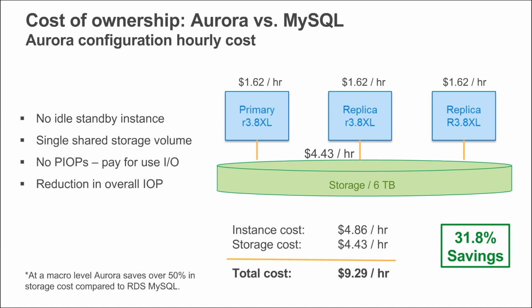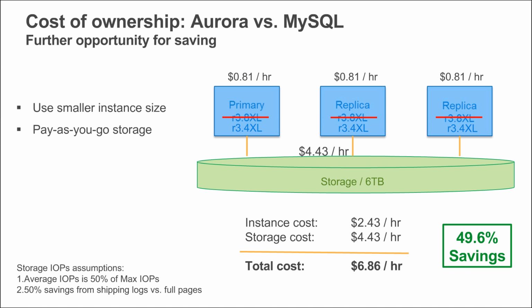Now, you switch to Aurora. To run this same sort of configuration, you can probably run for a lot less. Aurora requires less compute power to do the same amount of work, and right off the bat, you're down to $9.29 an hour, which is about 32% less expensive than what we had to start with.